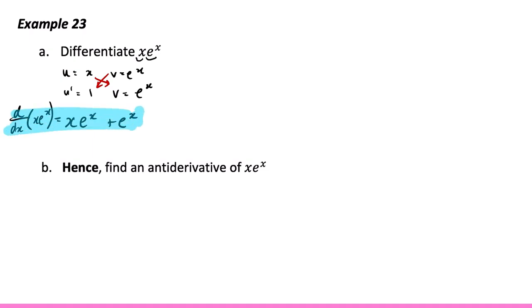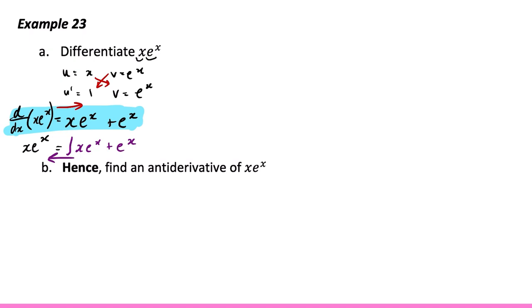Why is that so important? Well, what is the opposite of differentiating? It's of course integrating. So what this also tells me is that if I were to integrate this function, I would get x e to the power of x. So this is moving forwards whilst this is moving backwards. So you might see where we're going with this.